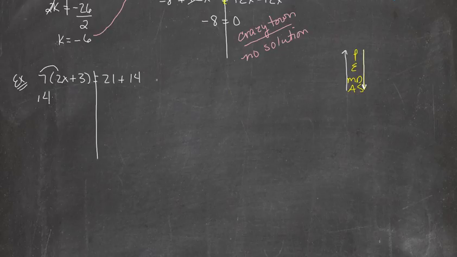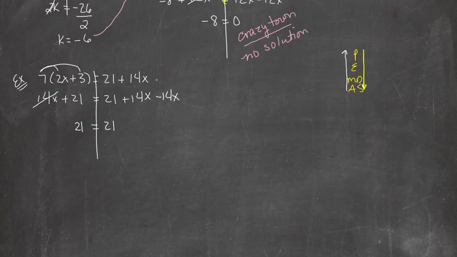I get 14x plus 21 equals 21 plus 14x. Hang on, let me see if I wrote the problem wrong. Okay, so now we want to get x's on both sides. I'm going to subtract the 14x from the left-hand side and then clean it up. 21 equals 21 plus 0.